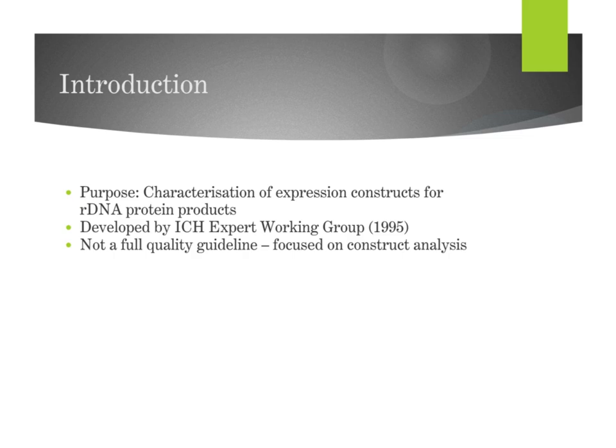The Q5B Guideline, adopted in 1995, is part of the International Conference on Harmonization's Quality Series. Its purpose is very focused. It outlines expectations for analyzing expression constructs used in the production of recombinant DNA proteins. This is not a complete quality standard for all aspects of biologics manufacturing. Instead, it zooms in on construct analysis, which is critical for assuring product integrity.